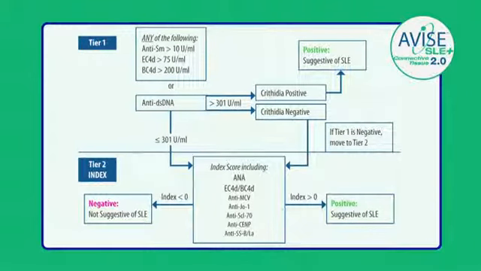A positive score, or a score above 0, is suggestive of lupus, and a score under 0, a negative score, is not consistent with the diagnosis of lupus. So the Avise panel includes 12 different biomarkers. Some of them are supportive for diagnosis of rheumatoid arthritis, some others for lupus, and others for other autoimmune conditions.